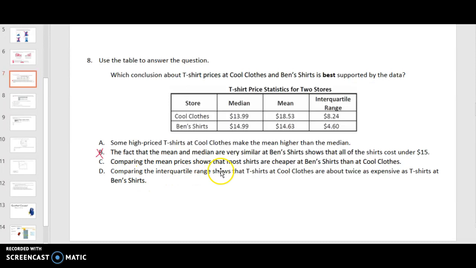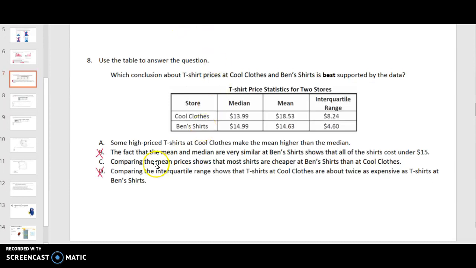Comparing the interquartile range shows that t-shirts at Cool Clothes are about twice as expensive. Okay, just because this one at Cool Clothes is double does not mean that all of them are double. This is your interquartile range. So that does not prove it. So we're kind of between A and C.